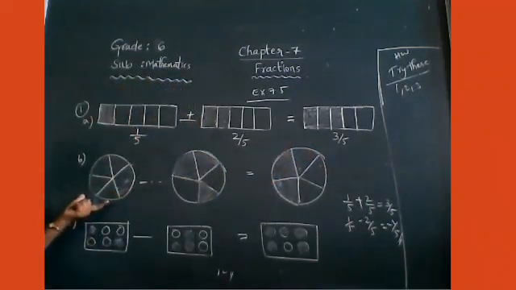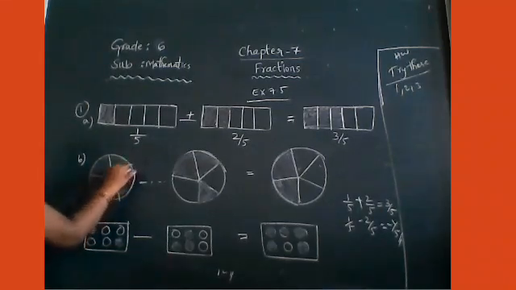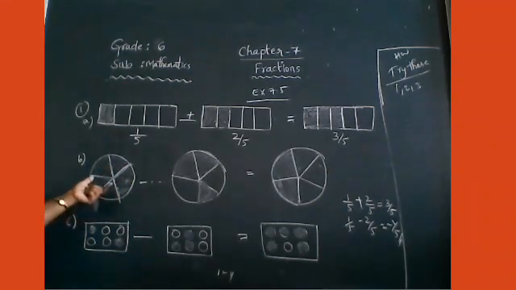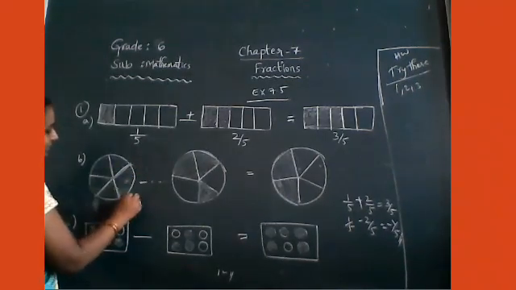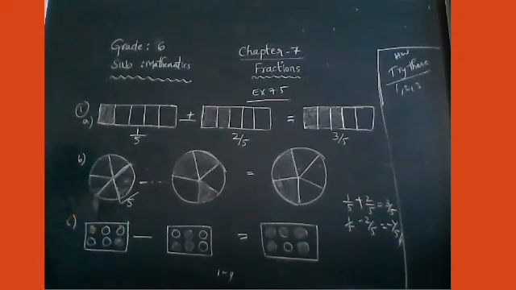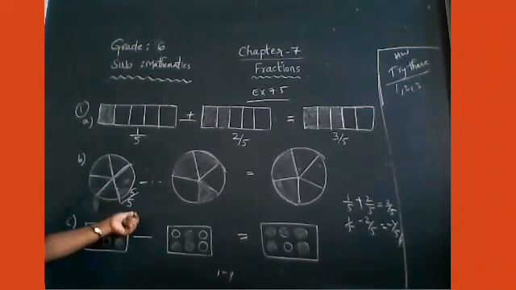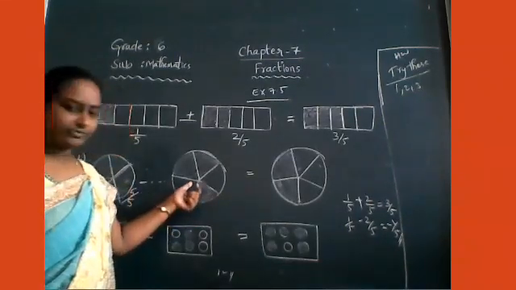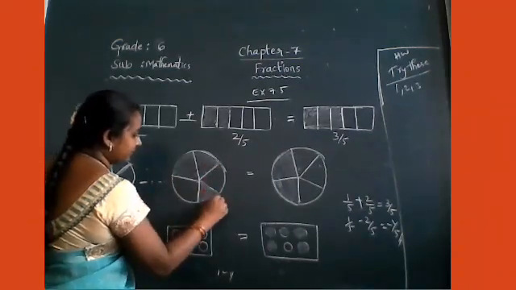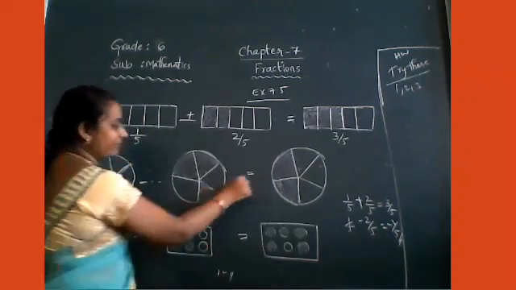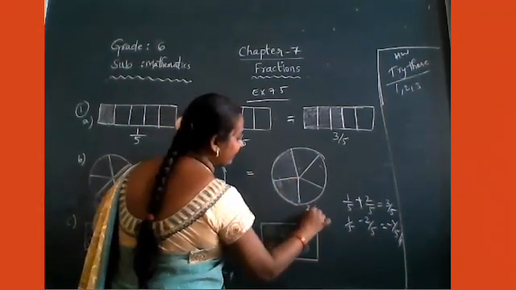So come to the second one. Here tell me, this figure shows what fraction? 1, 2, 3, 4, 5. Okay. So total 5 parts are there. Among 5 parts, how many parts are taken? Total 5 parts. Then what is the fraction? 5 by 5. Right. So tell me the next one. Which fraction? 1, 2, 3. 3 by 5.